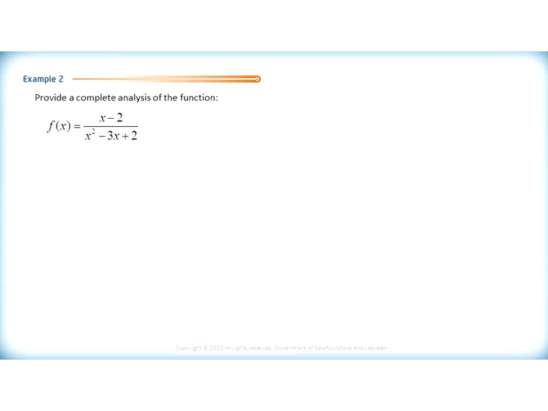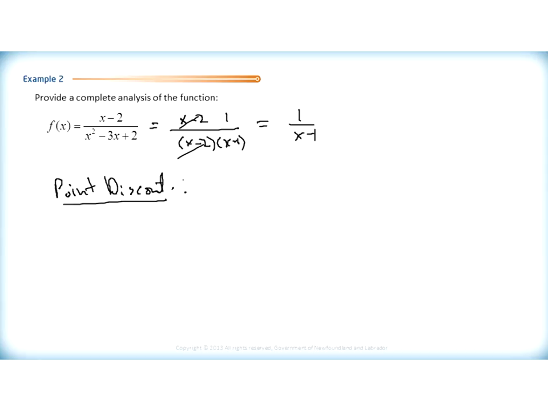Jumping on to our next example: provide a complete analysis of this function, x minus 2 over x squared minus 3x plus 2. Let's get factoring. Our numerator is x minus 2, and our denominator will be x minus 2 times x minus 1. That stuff goes away doing the cancel dance, and so all we have is 1 over x minus 1. We have two non-permissible values here, at x equals 1 and at x equals 2. The one that cancels, remember, is going to create for us a removable or point discontinuity. So our point discontinuity here is going to be at x equals 2. So we've got one of those.